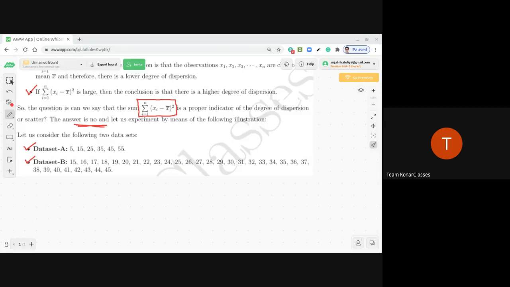If you look into this, we need to find x bar, because to compute (xi minus x bar) whole square we need to compute x bar, right? For both these data sets, the value of x bar is actually 30. Okay, for both these data sets, the value of the mean is 30. So then what can we compute? Let me first write it down here, dear students.